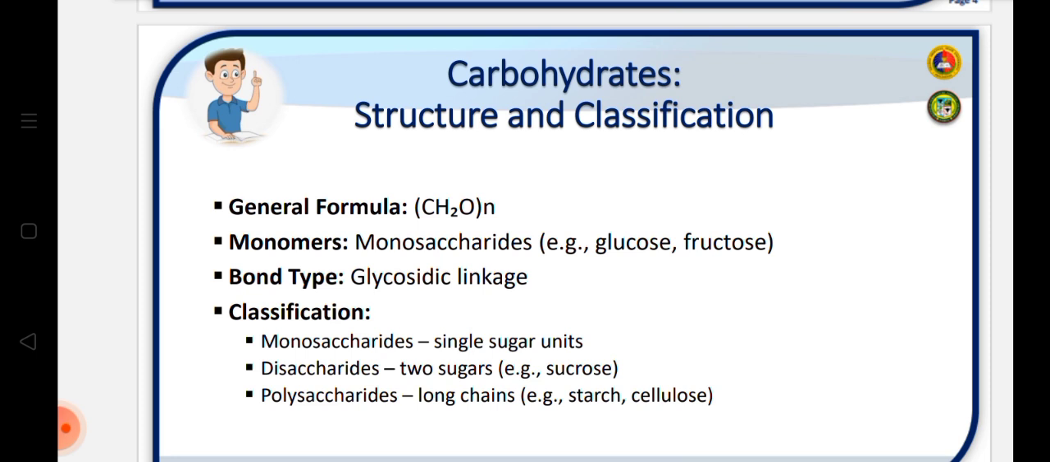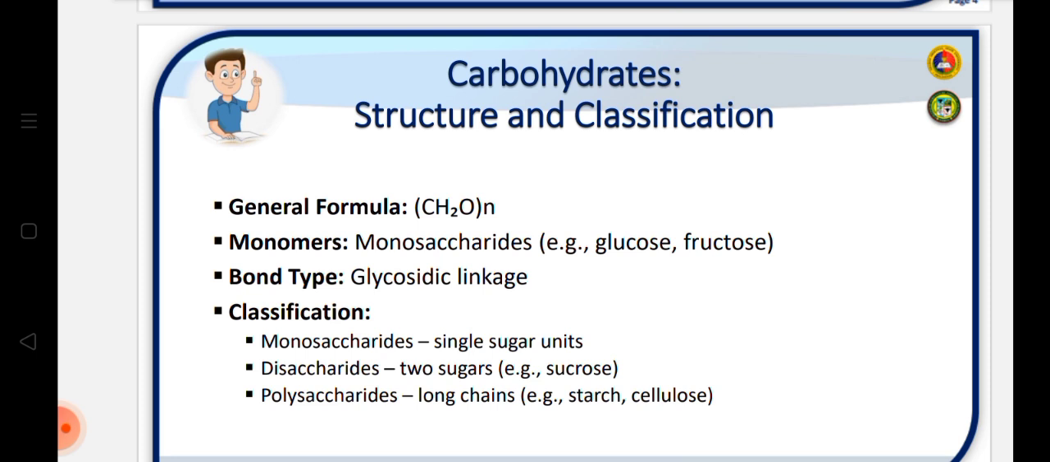Carbohydrates are classified based on the number of sugar units they contain. The first classification is monosaccharides. Monosaccharides are single sugar units. Mono means one or single, saccharides mean sugar. So they are single sugar units. For example, glucose fuels cellular respiration. So glucose is a monosaccharide which fuels cellular respiration.